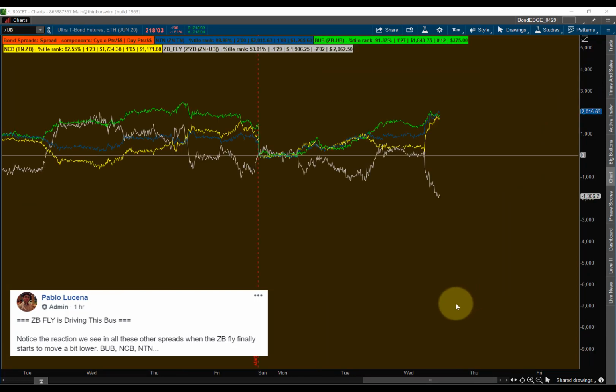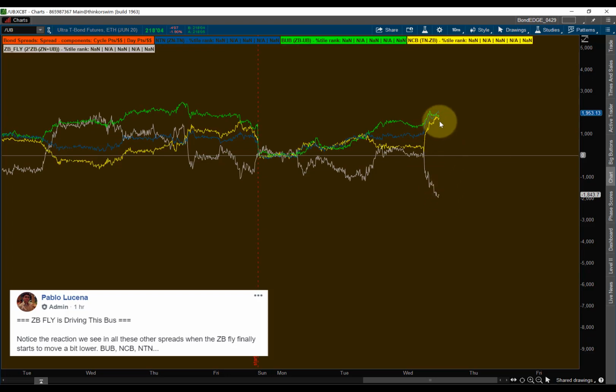What a great chart. Okay, so again, TN fly is going to be right here. TN fly is going to be this silver. What Pablo is talking about is if we just use this week, TN fly got smoked today, got killed. Notice the reaction of all these other spreads. So the TN fly is selling off, and these individual spreads are all rallying.